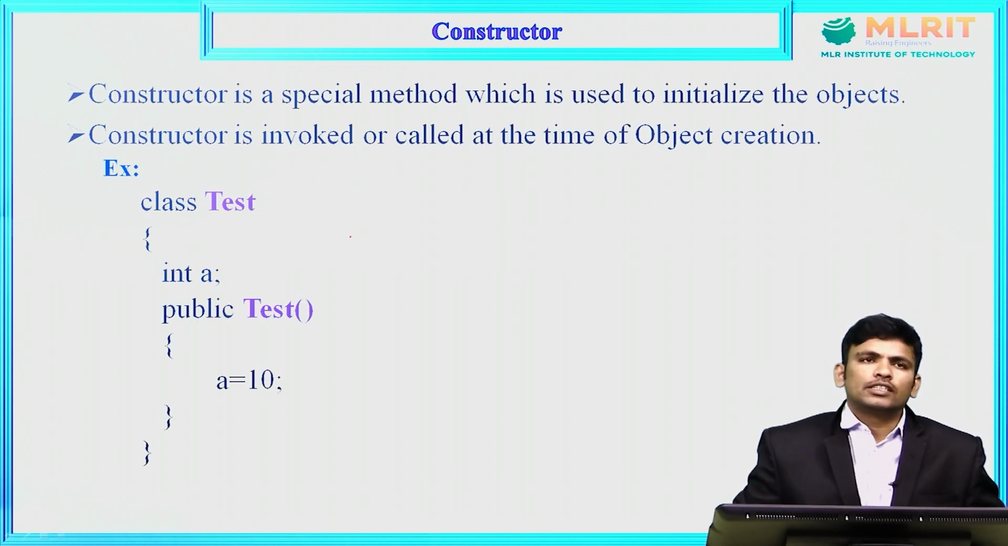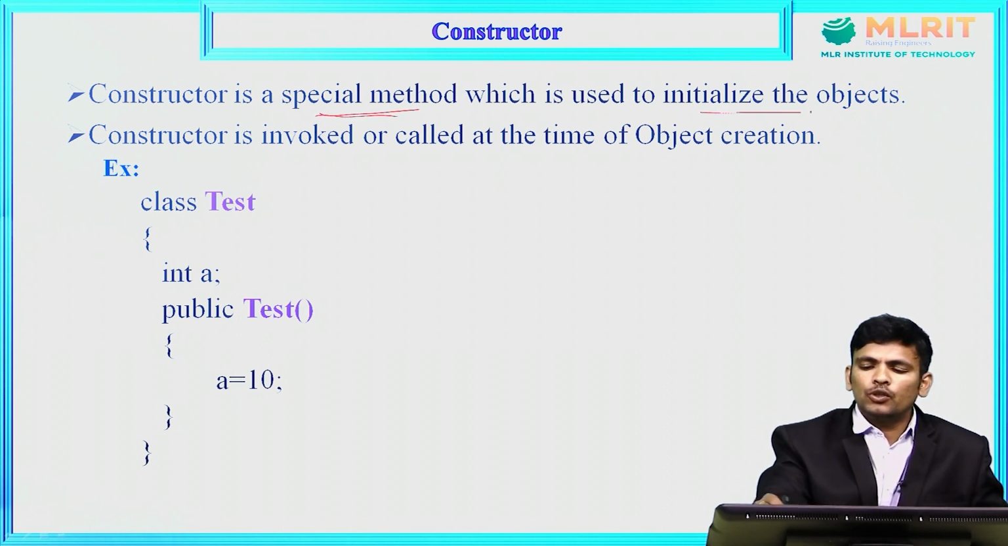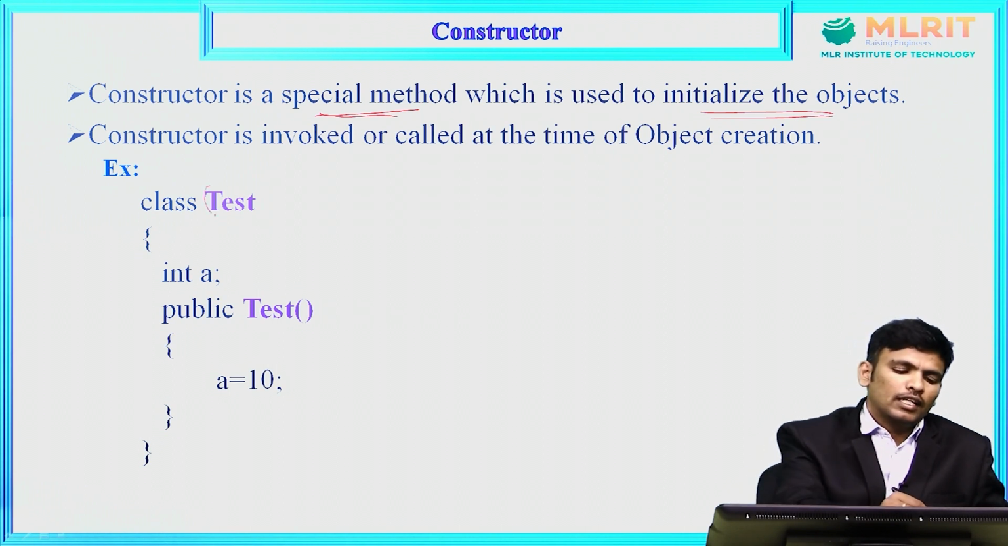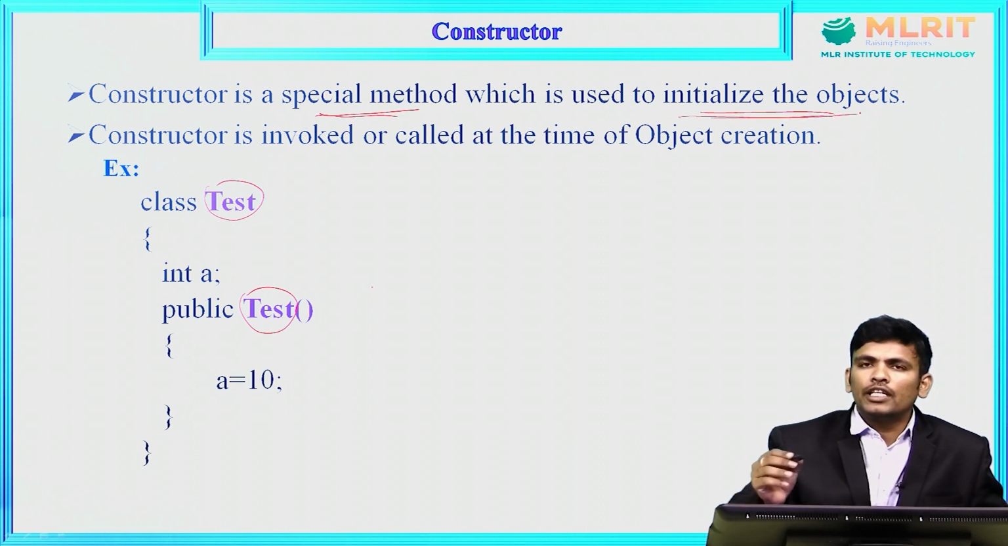So, what is a constructor? A constructor is a special method, and it is used to initialize the object. Why is it a special method? The constructor name and class name must be the same. So, that is why it is special, and it is special because it does not have any return type. These are the reasons why the constructor is a special method, and it is used to initialize the object.